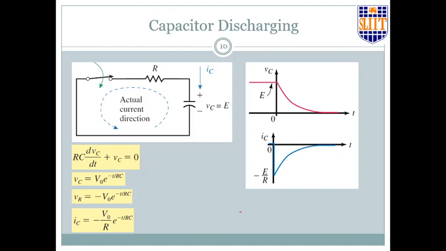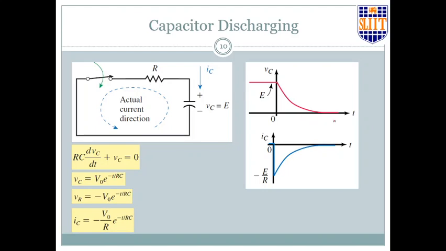During the discharge, if it is a capacitor charged to some voltage, let's assume that it is E, and if you discharge it, the relationship will be the same thing that we have here, that is the voltage drop of this plus Vc equal to 0. So this will give us Vc equal to V naught, that is the initial voltage. In this case it is E, e to the power minus t over RC.